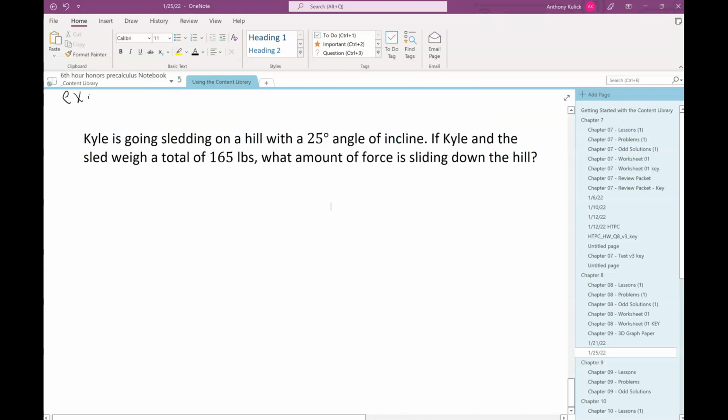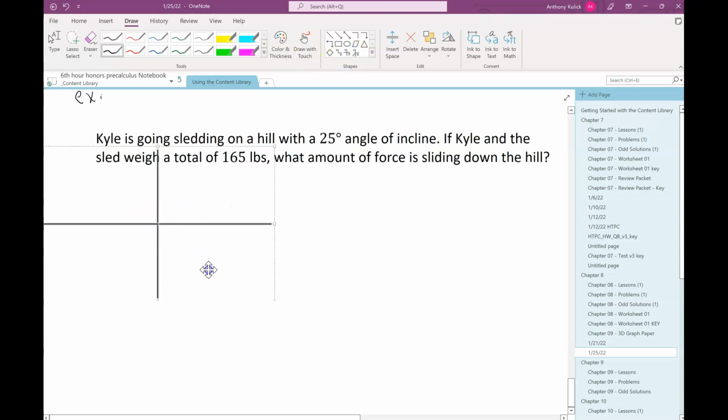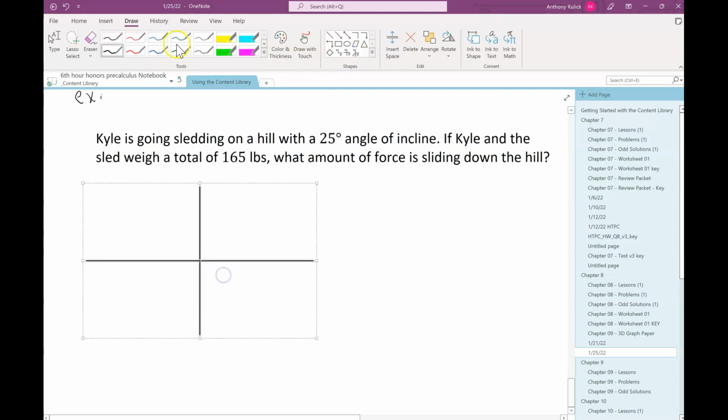Okay. Here it says Kyle is sledding on a hill with a 25-degree angle of incline. If Kyle and the sled weigh a total of 165 pounds, what amount of force is sliding down the hill? So again, not totally necessary to start by doing this, but I think for where we're at, it's extremely helpful to draw a picture of what's going on. So I'm going to go ahead and start by doing that.